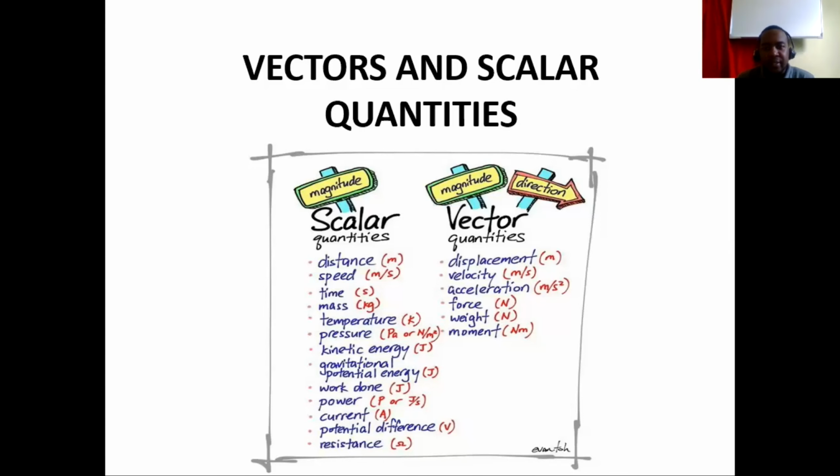Right, so today we're going to start off with vectors and scalar quantities, and then we'll see how far we can go and cover for today.